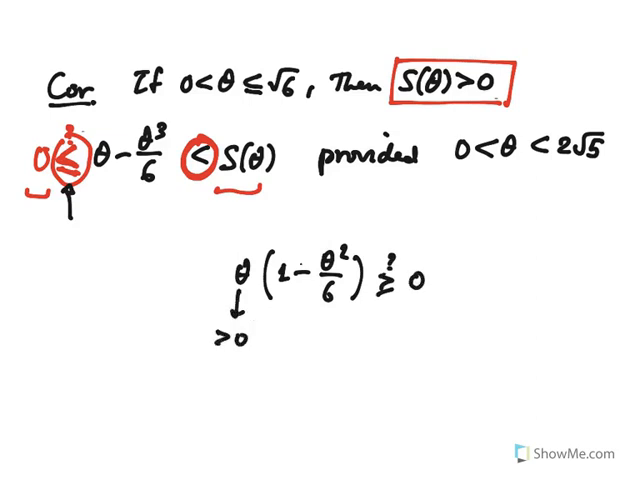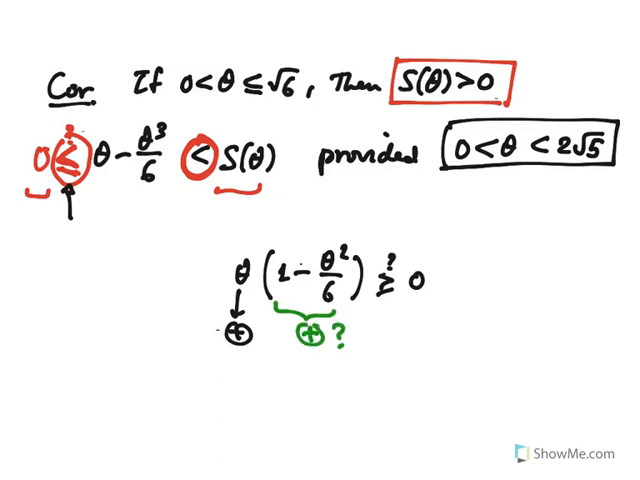Now, theta is positive already, because I put it in this range. I'm restricting theta to be in this range. So we know that theta is positive. And therefore, it all boils down to this factor being positive. And we can make that happen by just making theta squared over 6 less than 1, so that we're subtracting something from 1 which is smaller than 1. And then the resulting difference will be positive.